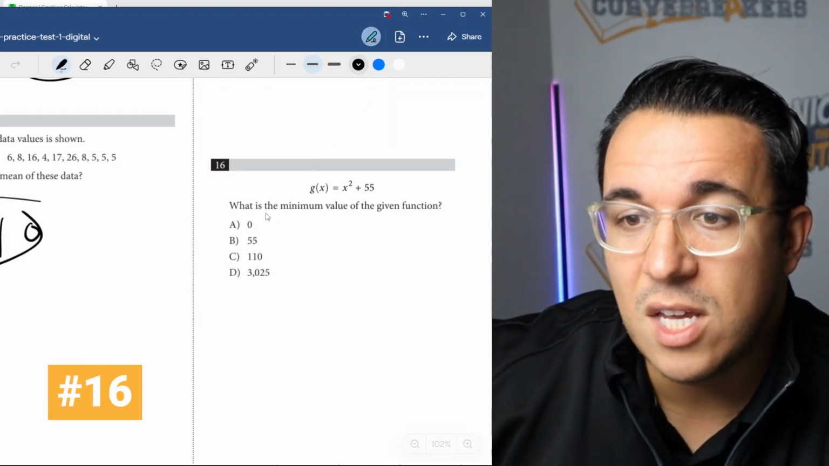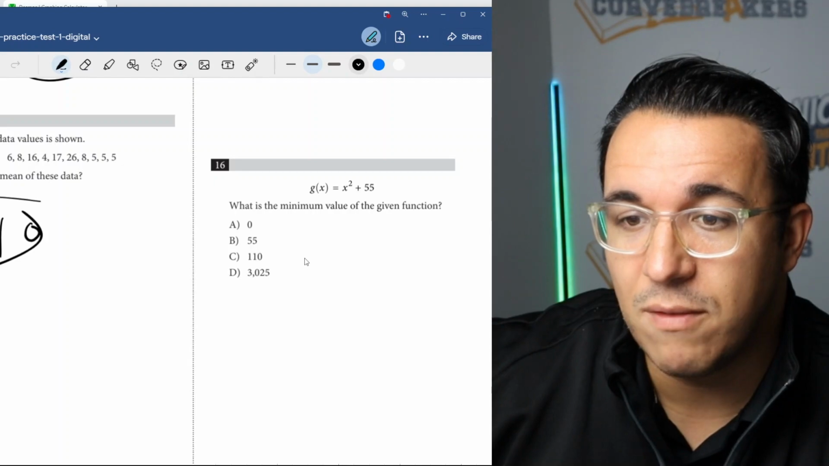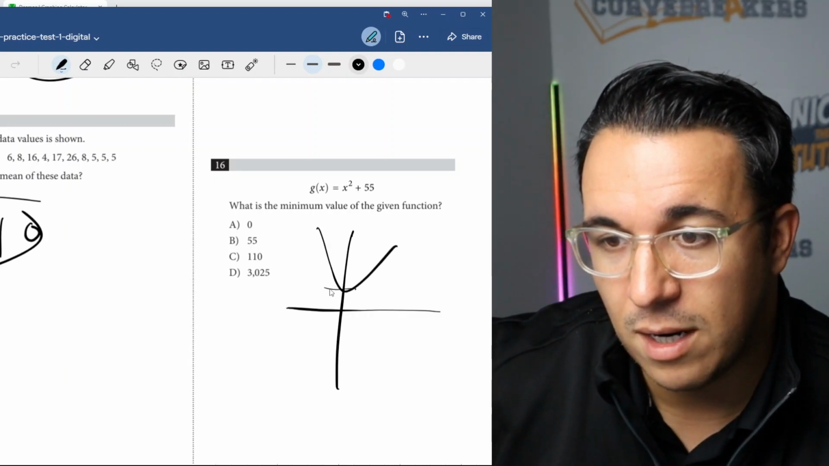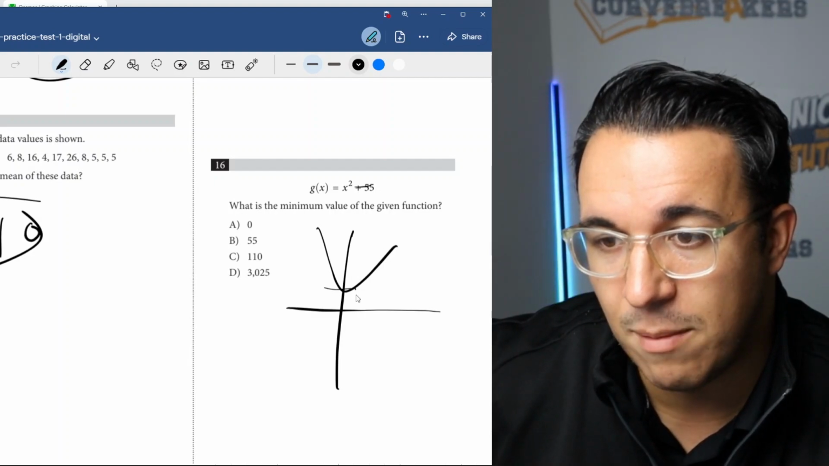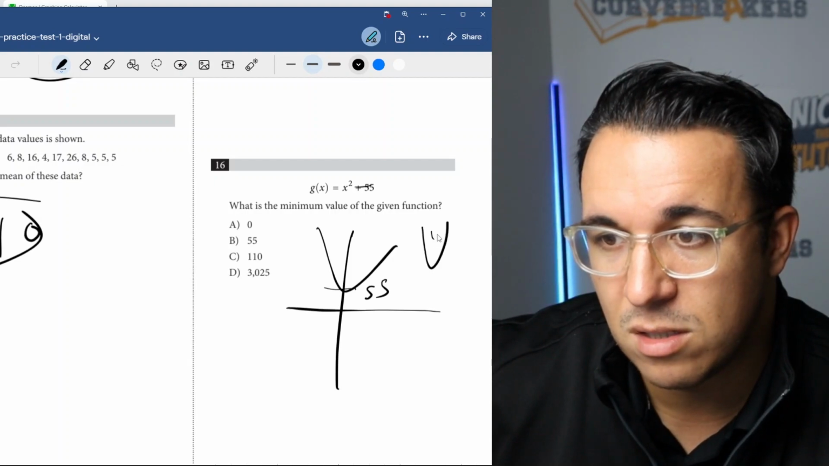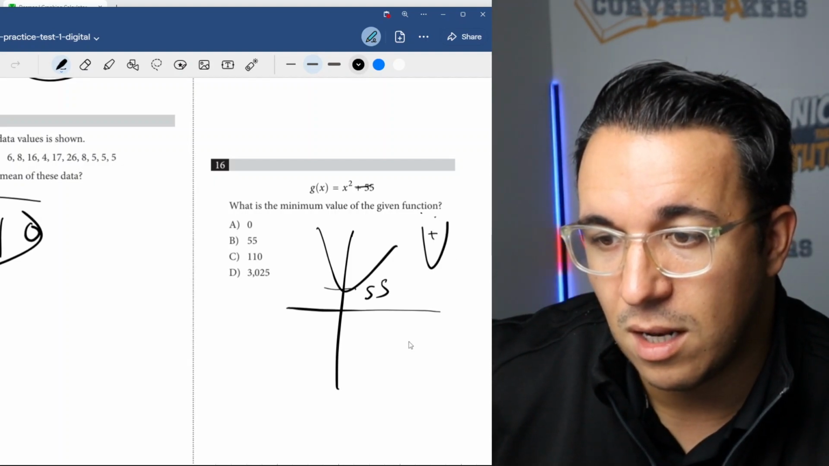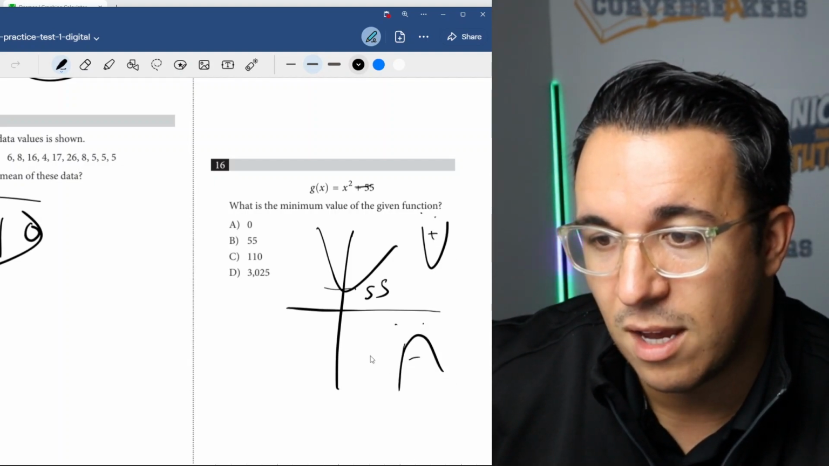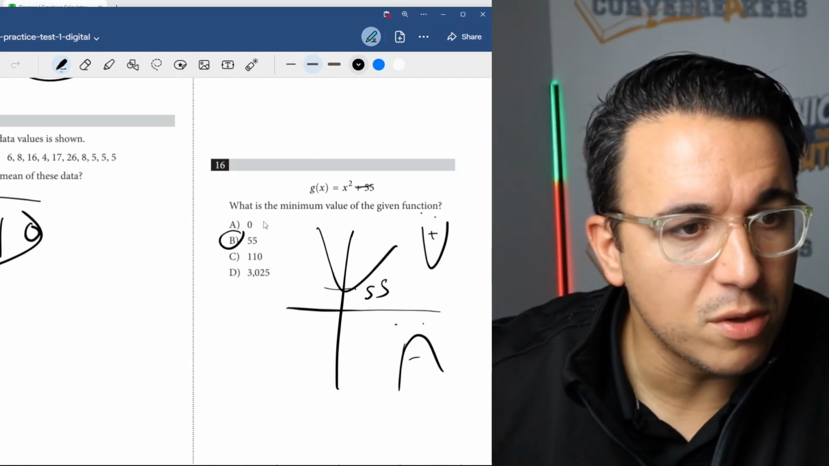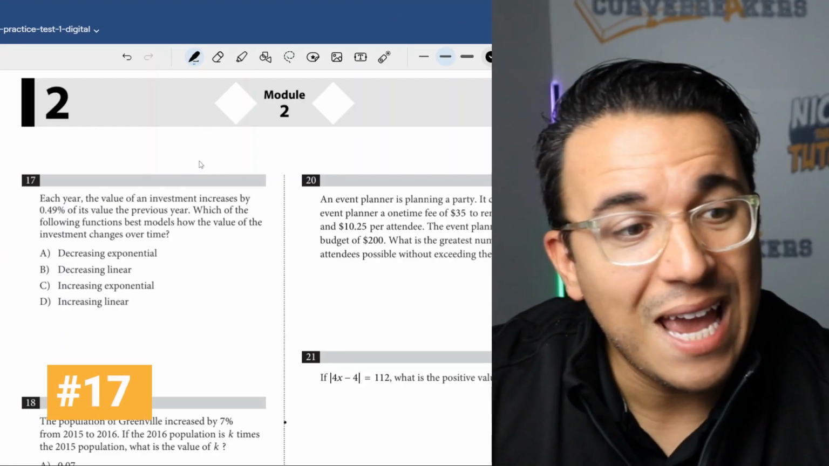All right, number 16. What is the minimum value of the given function? So this is going to look like this, right? And where this is an intercept of 55. So I'm going to go with, this is a positive parabola. It's a smiley face. Right, and if it's a negative parabola, it's a sad face. So I'm going to go with choice 55 as the minimum value. You could always use Desmos to check that if you needed. Right, let's get into number 17.